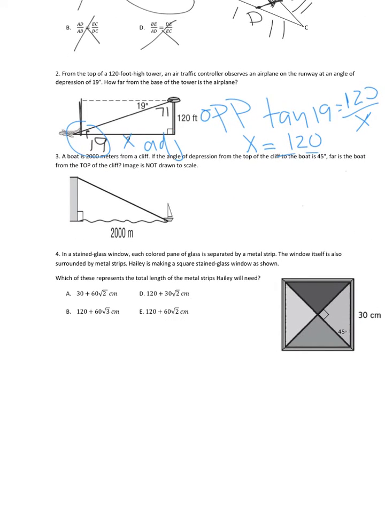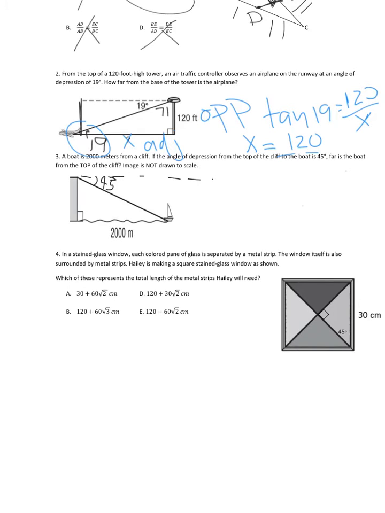Number 3, a boat is 200 meters from a cliff. If the angle of depression from the top of the cliff to the boat is 45 degrees, how far is the boat from the top of the cliff? So it's pretty much the exact same setup, but they wanted you to now draw your own. So you have, again, your angle of your line of sight, and it says the angle of depression is 45 degrees. This pen's not working that well.